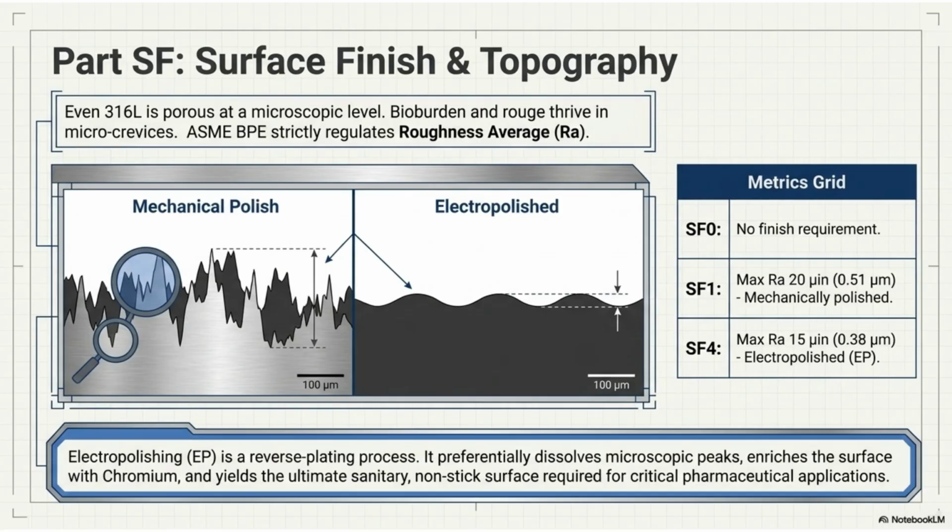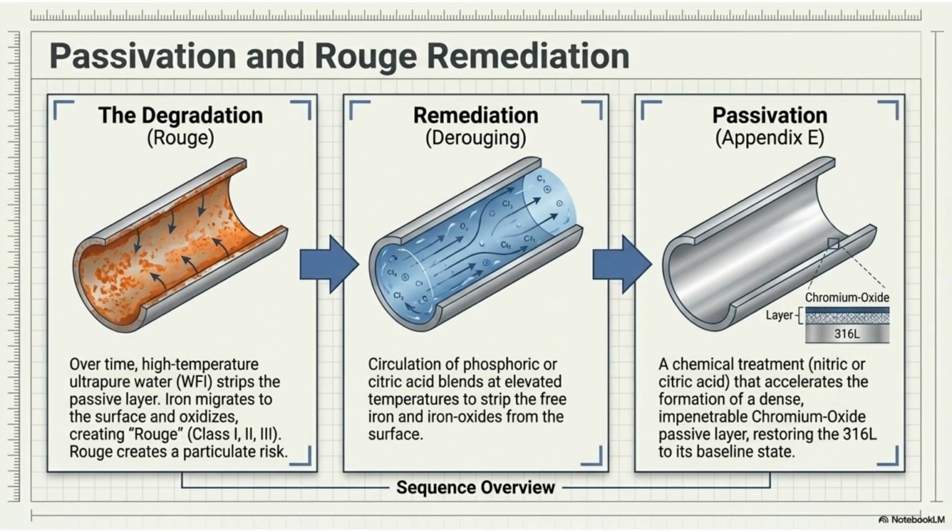Electropolishing, a reverse plating process, dissolves microscopic peaks and enriches the surface with chromium, achieving the non-stick surface required for critical pharmaceutical applications. When the passive layer is compromised, rouge can form. Remediation involves derouging with acid blends, followed by passivation to restore the protective chromium oxide layer.